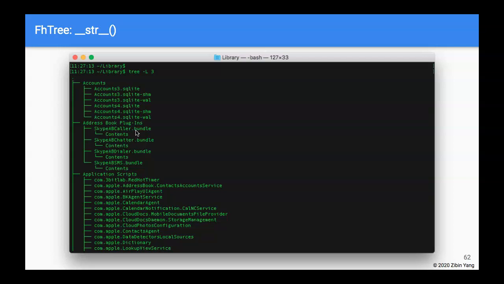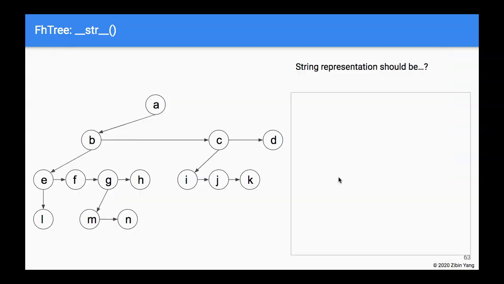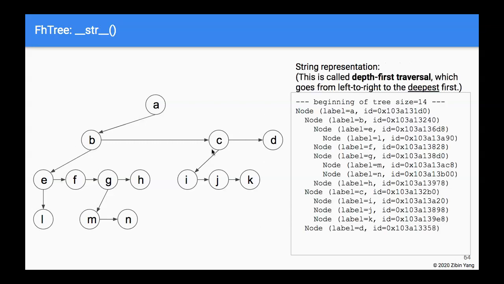So this is a fairly universally acceptable way to visualize a general tree. Given that, what should the string representation of, say, this tree look like? Well, it should look something like this. At the top, there's the tree, and the size would be very helpful so that we know how many nodes we should be looking at.